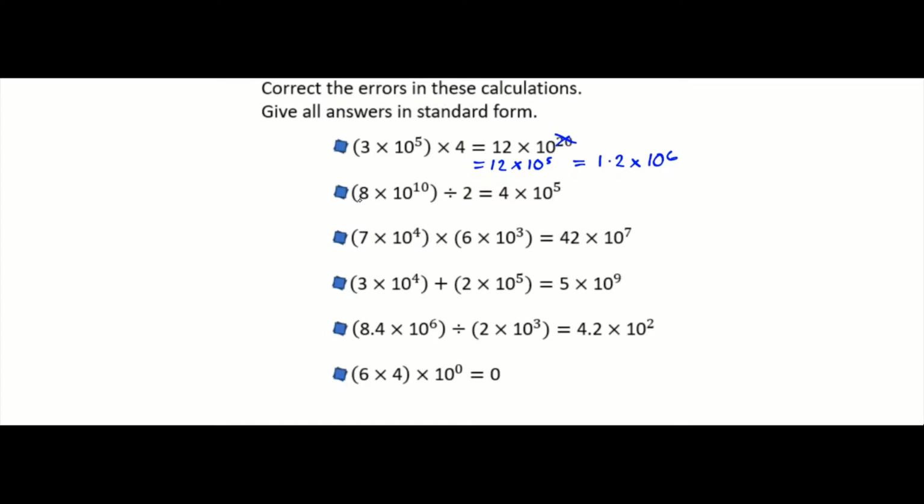Similar sort of thing here. 8 divided by 2 is 4, but then this power of 10 shouldn't be divided by anything. So it should have just been 4 times 10 to the power of 10. This one here, 7 multiplied by 6 is 42. 10 to the power of 4 times 10 to the power of 3 is 10 to the power of 7. So this calculation is correct, but we just need to put it into standard form. So 42 would be 4.2 times 10, and then multiplied by another 10 to the 7. So we end up with 4.2 times 10 to the power of 8.